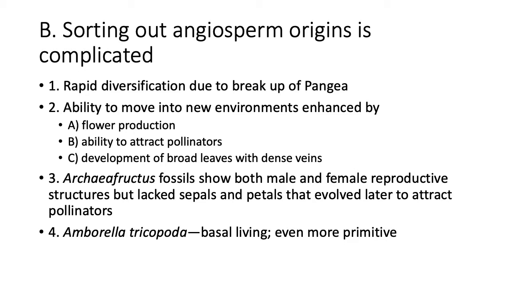We do have a few fossils that we think were precursors to the angiosperm. Archaefructus fossils show both male and female reproductive structures, but they noticed that it lacked sepals and petals, and that's the flower part of angiosperms. So maybe this was a precursor and somehow it evolved later to attract pollinators.